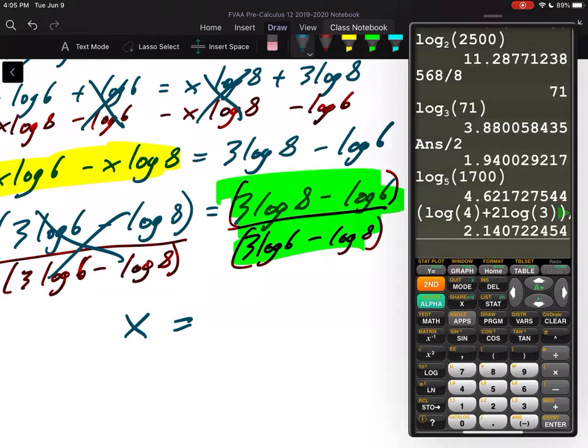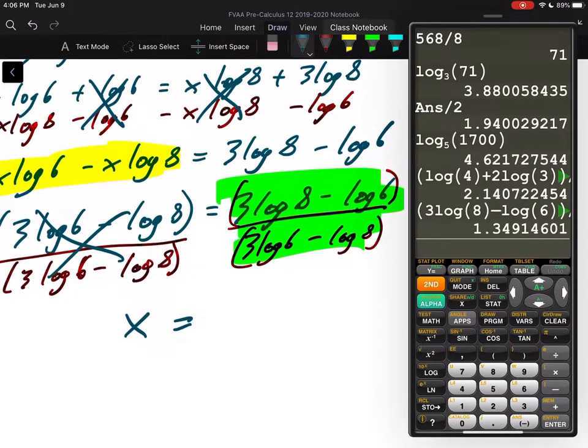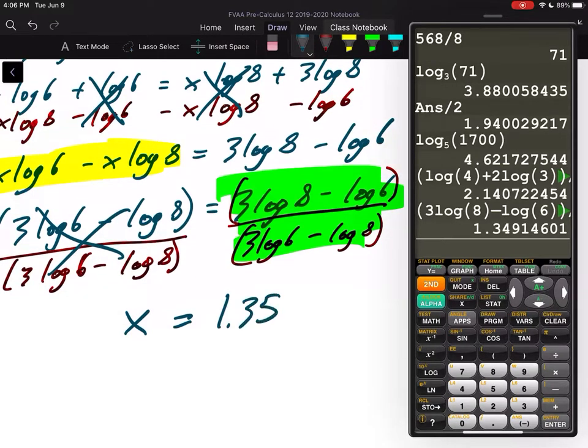Okay, so once again, numerator bracket 3 log 8 close bracket minus log 6 close bracket, divided by bracket for my denominator 3 log 6 close bracket minus log 8 close bracket, and close bracket my denominator. I press enter, I get my answer of 1.35.